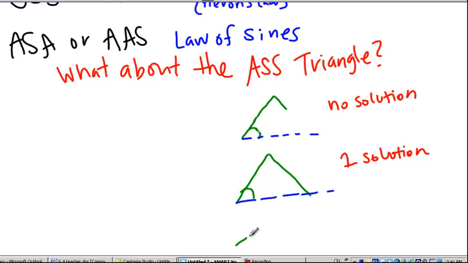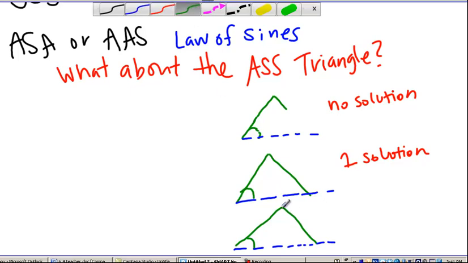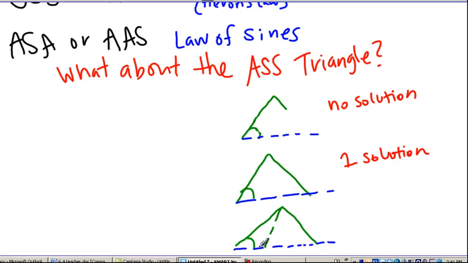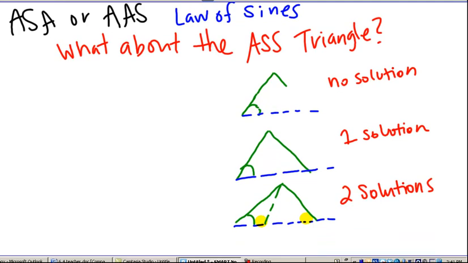Last but not least, there's one more option. This looks a lot like the first one. There's the one solution, but there's another option: if we took this same length and pushed it in, the only thing that's changing is the length of that angle. So one's acute, one's obtuse. There's actually a couple times where there can be two solutions. I'm going to show you how you can actually get two solutions there.